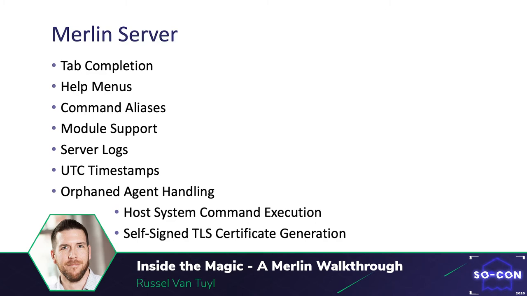Probably my favorite feature is the host system command execution. This is where any command that you type that is not a valid Merlin command will end up executing that program on the host operating system. This can be useful for doing things like finding out your network interface address while you're using the Merlin server without having to switch to another screen. And lastly, the Merlin server will always generate a self-signed TLS certificate if you don't provide it one that's signed by a trusted authority.